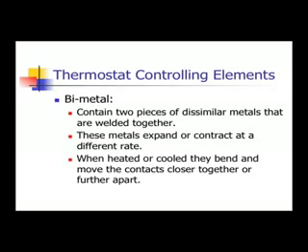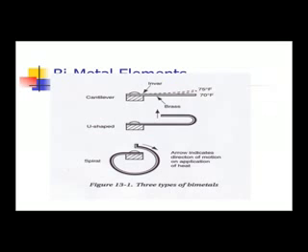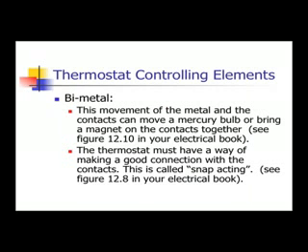There are three types of sensing elements that are used in thermostats. First, the sensing element is a controlling part of the thermostat that moves or causes the contacts to close when the temperature senses a change in temperature. Bimetal contains two pieces of dissimilar metal that are welded together. These metals expand and contract at a different rate, and when heated or cooled, they bend and move the contacts closer together or further apart.